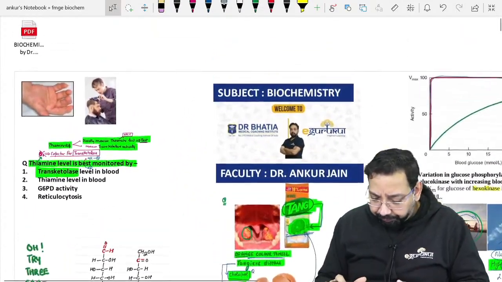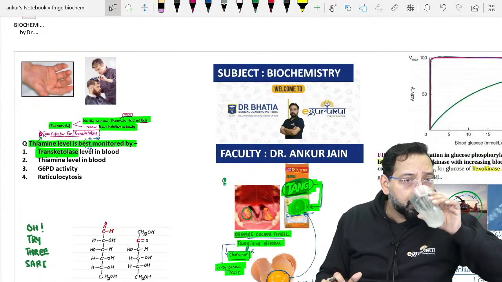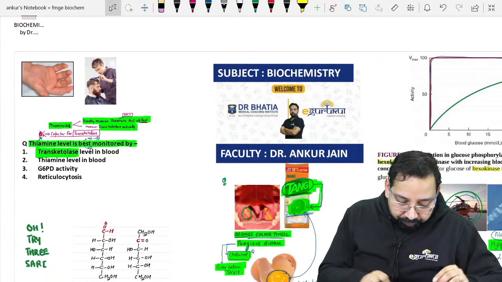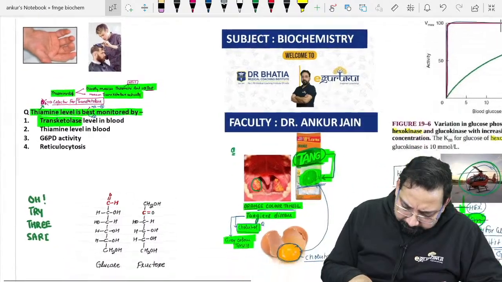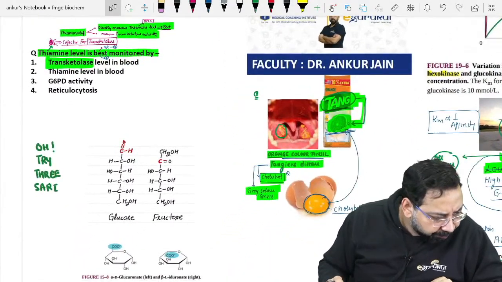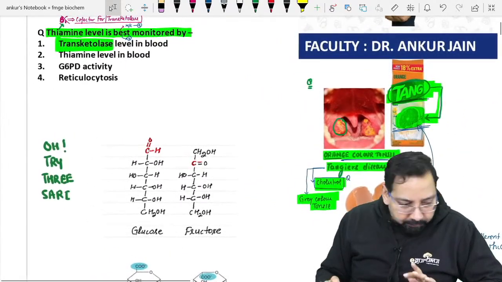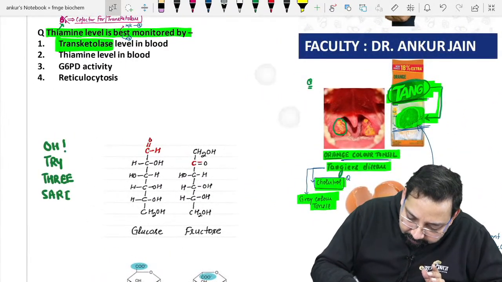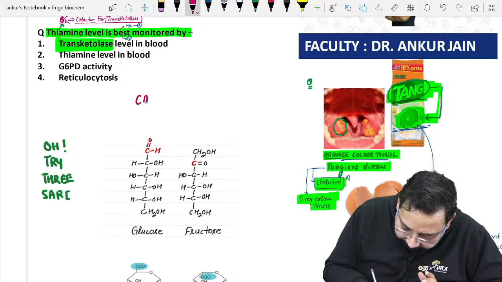So these are the few questions. I leave this mnemonic for later. Now we start the conceptual part. This was the introduction. Now we start the first topic, carbohydrate.